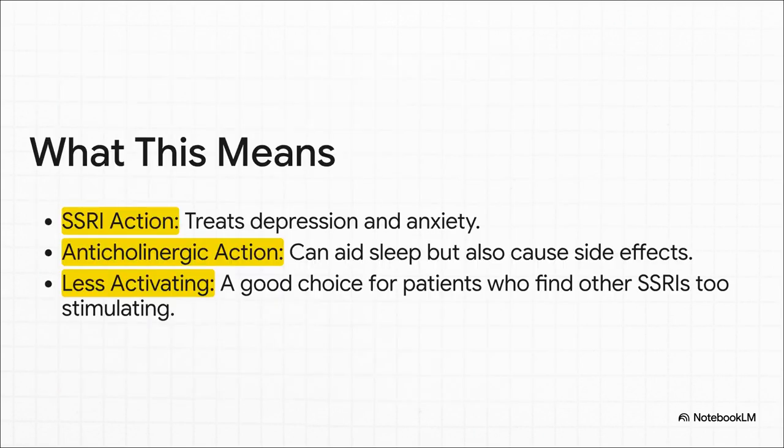So how does this actually play out in the clinic? Well, the SSRI part is pretty straightforward. That's how it tackles depression and anxiety. But that anticholinergic piece is kind of a double-edged sword. On one hand, it can actually help with sleep and take the edge off anxiety. On the other, it can cause annoying side effects like dry mouth. But this is exactly why you might choose it. You know that patient who felt totally wired or agitated on another SSRI? For them, paroxetine's less activating profile could be the perfect fit.